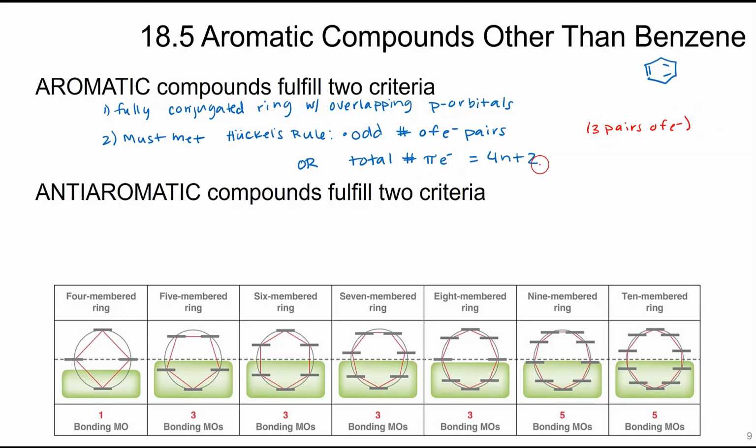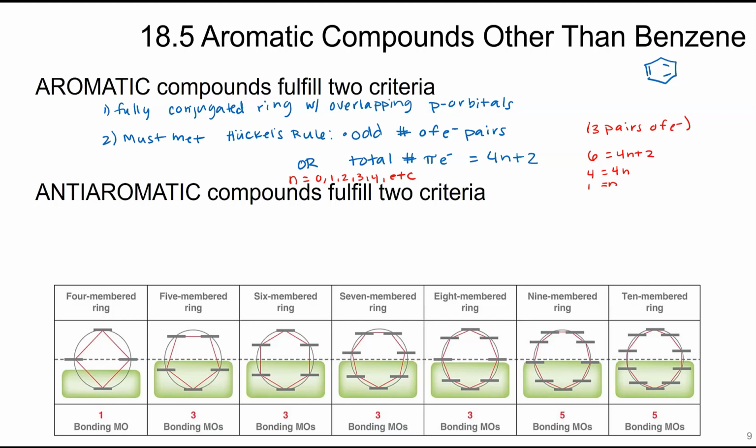If we want to use the 4n plus 2, the total number of electrons is 6. So the way that you would do this is 4n plus 2, and then solve for n equals 1, where n equals a whole number. So if you end up with n being 1/2, it is not going to be aromatic.